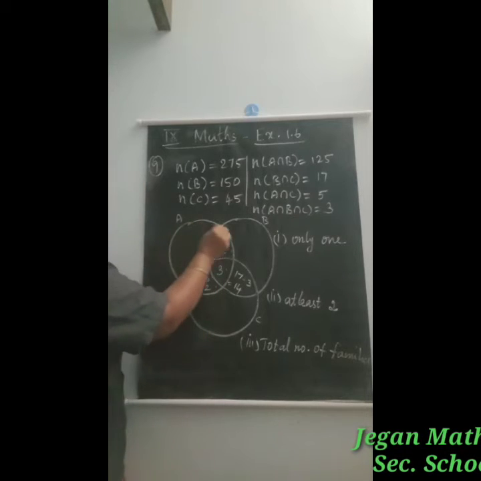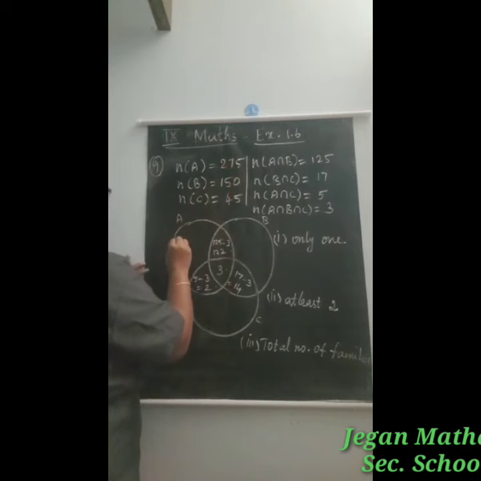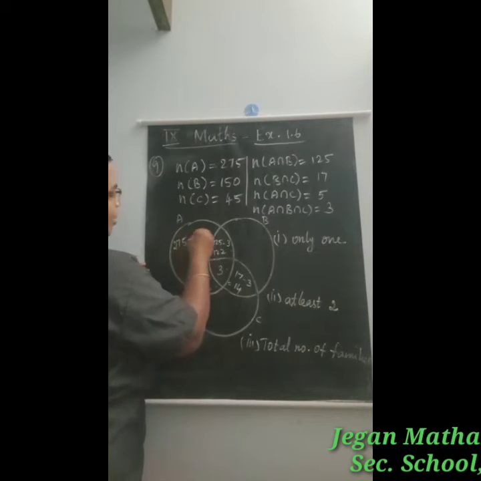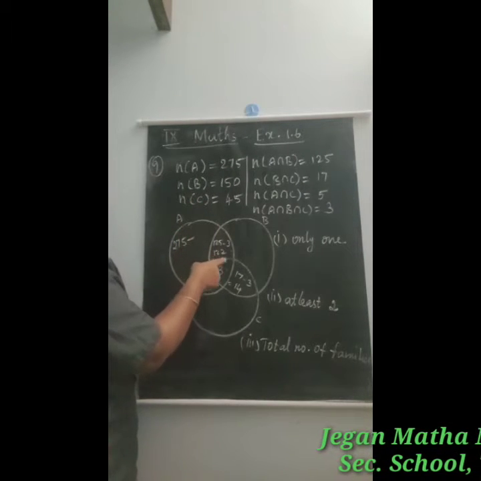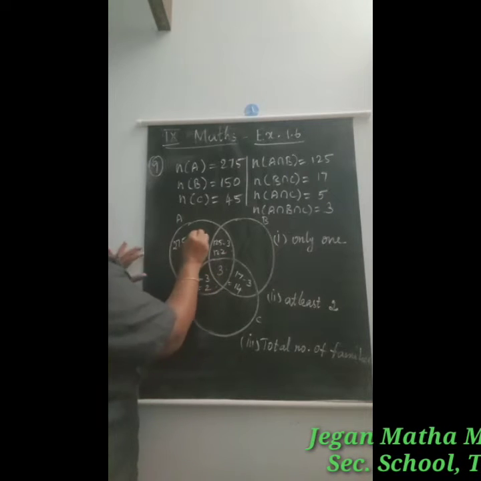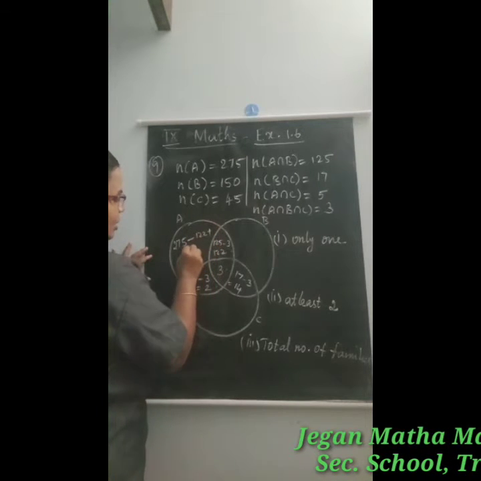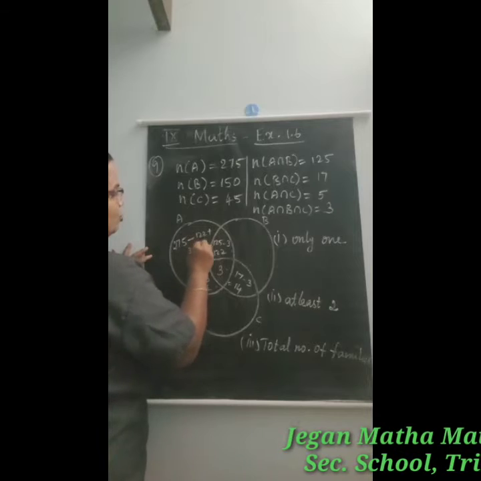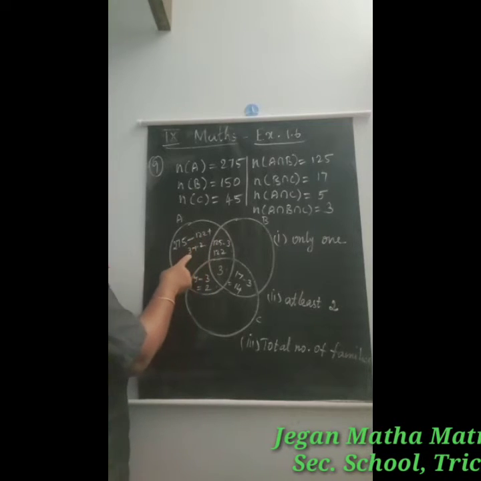Now you have to represent in A, 275. 275 minus (122 plus 3 plus 2). So 122 plus 3 plus 2, we will get 127.